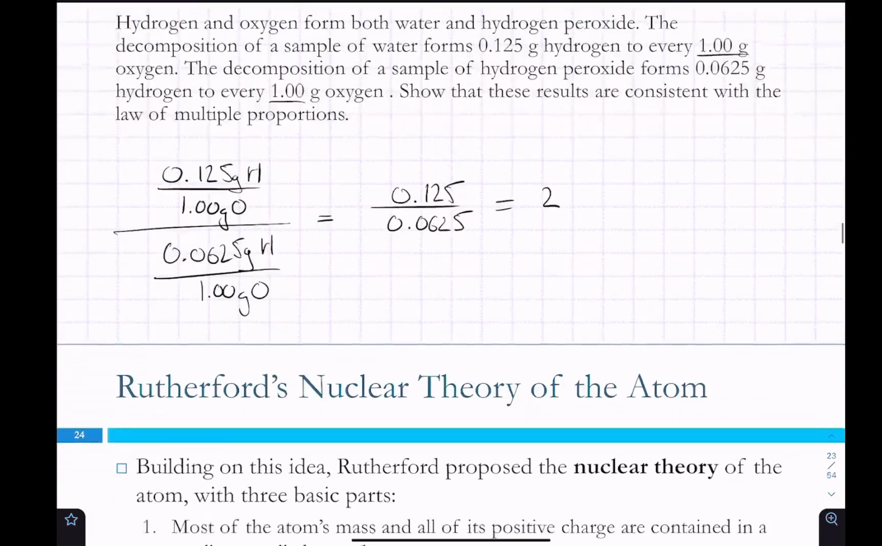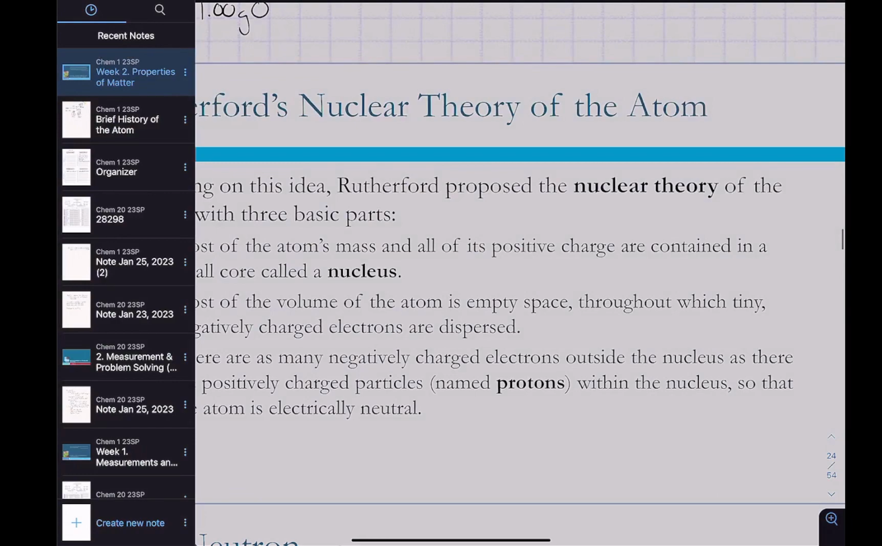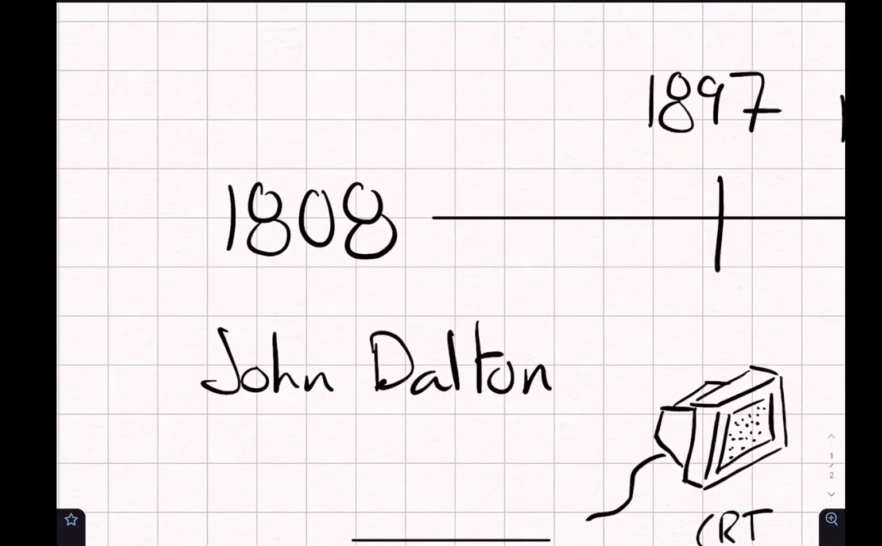Okay, now for my little cartoon. Brief history of the atom. So first, John Dalton had the theory of the atom, and he was the one who was like, oh, everything is made up of small, indivisible particles. And that's consistent across everything. And that was in 1808.